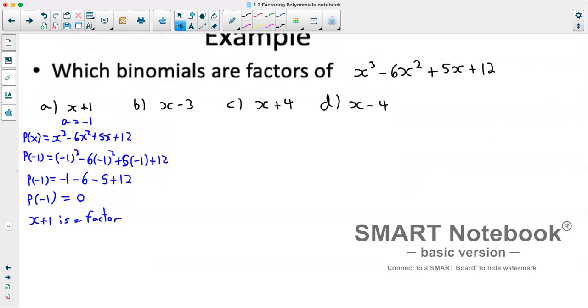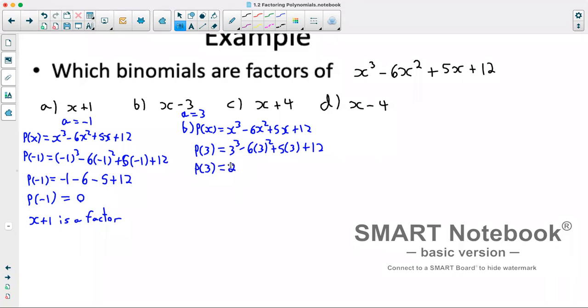Next, we will look at our x minus 3. So this one has an a value of positive 3. So if we have p of x is equal to x cubed minus 6x squared plus 5x plus 12, we'll substitute in 3. So we have p of 3 is equal to 3 cubed minus 6 times 3 squared plus 5 times 3 plus 12. So we'll go through and simplify this.